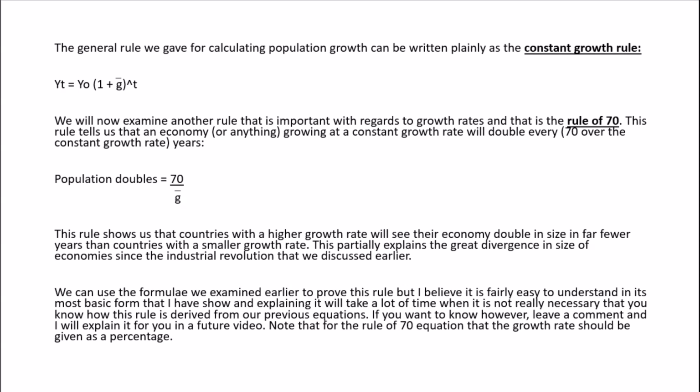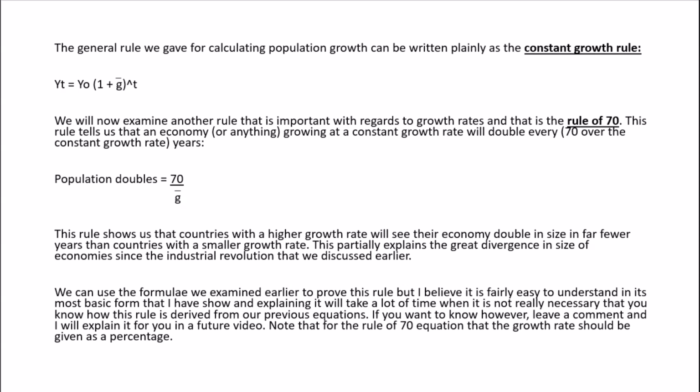So this rule shows us that countries with a higher growth rate will see their economy double in size in far fewer years than countries with a smaller growth rate. This partially explains the great divergence in size of economies since the Industrial Revolution that we discussed earlier. We can use the formula we examined earlier to prove this rule, but I believe it's fairly easy to understand in its most basic form that I've written there, as you don't really need to know how we derived it, but you derive it from this rule here.